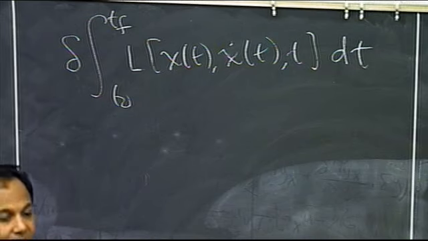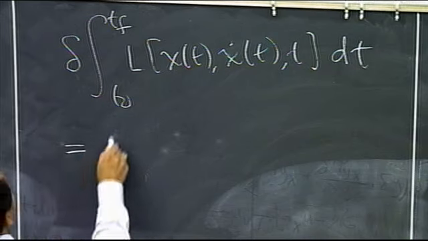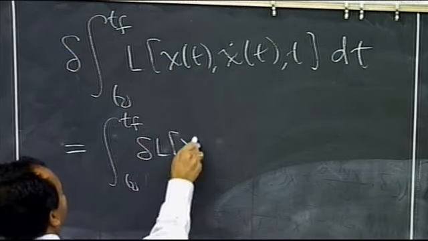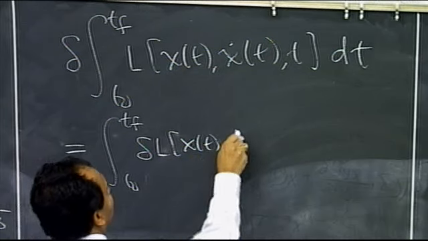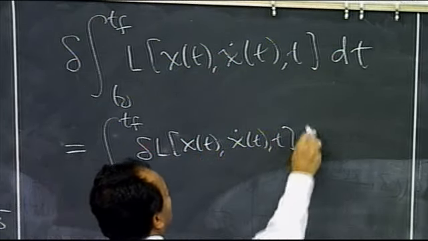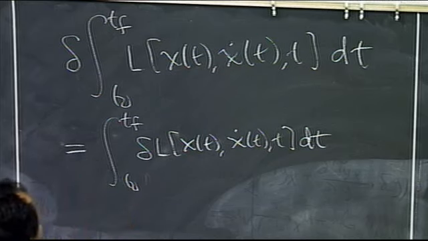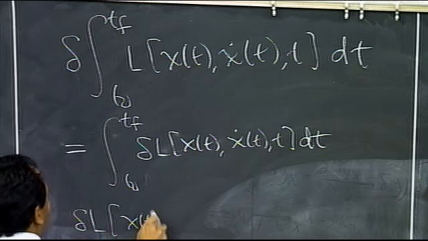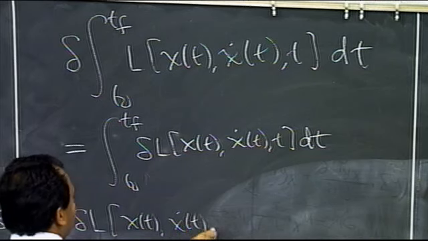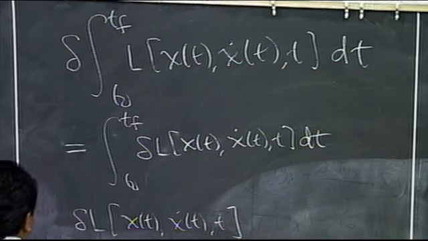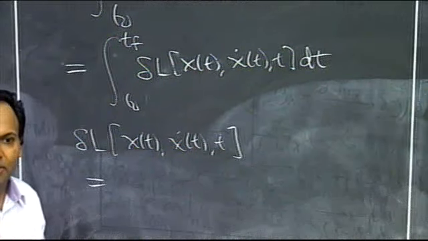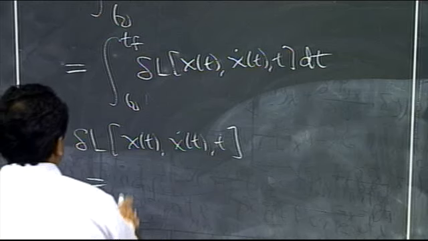I can move it inside the integral, right? So this is equal to the integral from t0 to tf of the variation in L of x of t, x dot of t, and t dt. Now, let's look at this variation. If I take the variation in L, which is a function of x of t, x dot of t, and t, this is going to equal, if I do it to first order, dropping all the higher order terms, what?